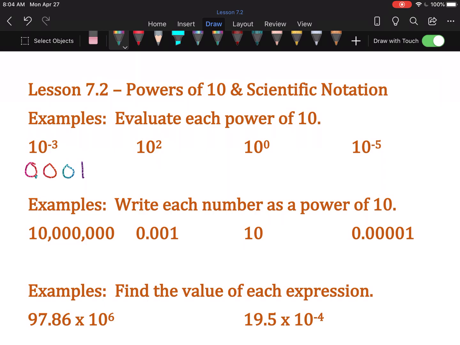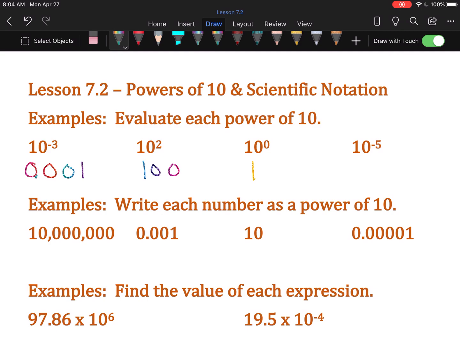10 squared. 2 is a positive number, which means I'm going to put 2 zeros after 1. 10 squared is 100. 10 to the 0 power, this is a trick. Anything to the 0 power is 1.